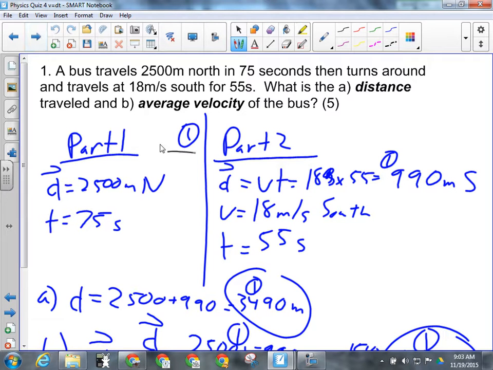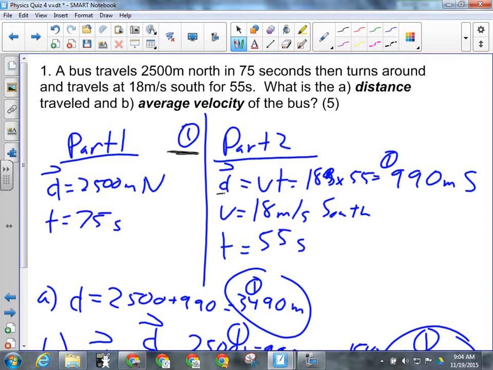First off, give them a mark for their givens. If they wrote down that the displacement in part 1 is 2,500 meters north and the time was 75, and then for part 2, the velocity was 18 meters per second south for 55 seconds. I don't have how far it goes in part 2, so that has to be my first calculation if I'm going to find the total distance traveled.